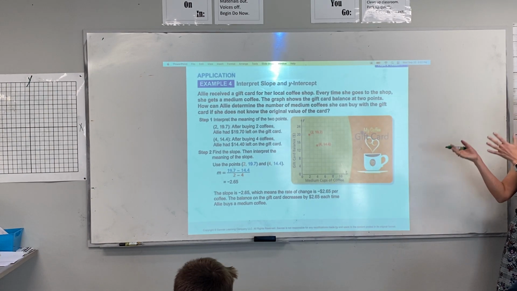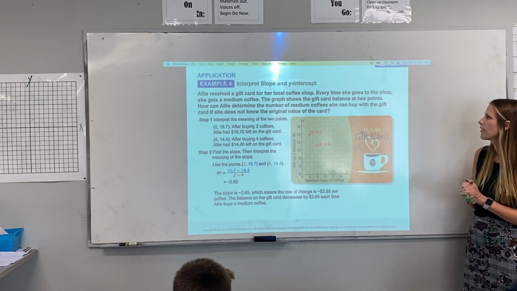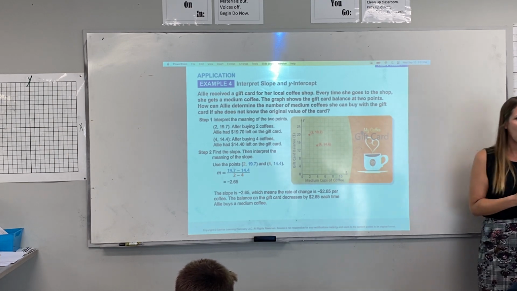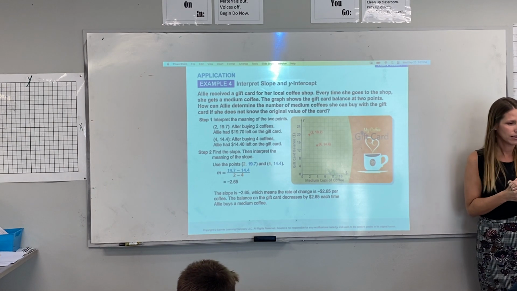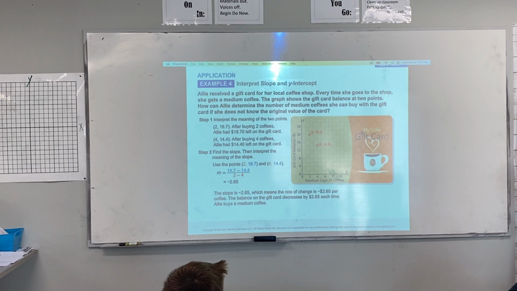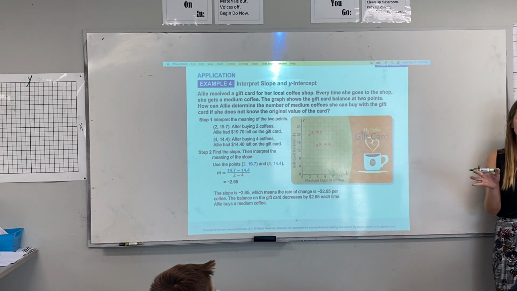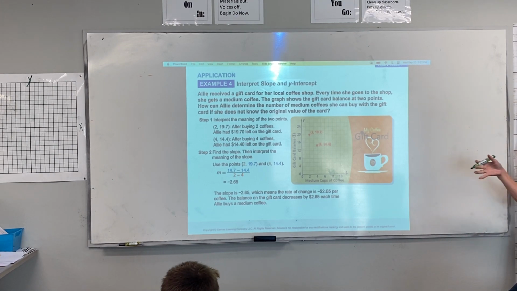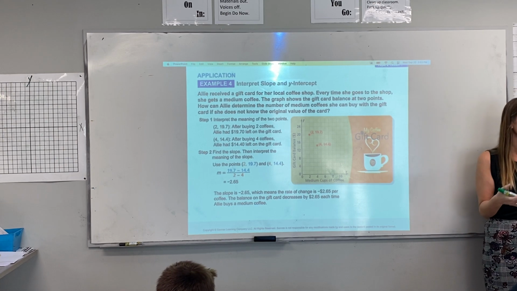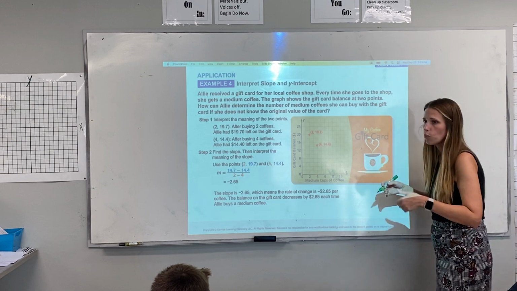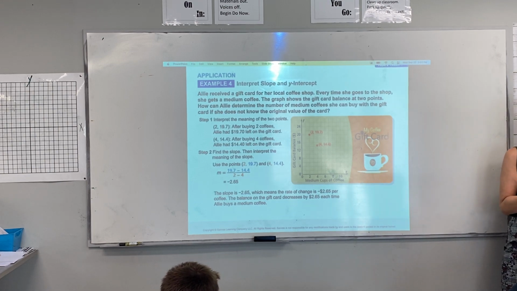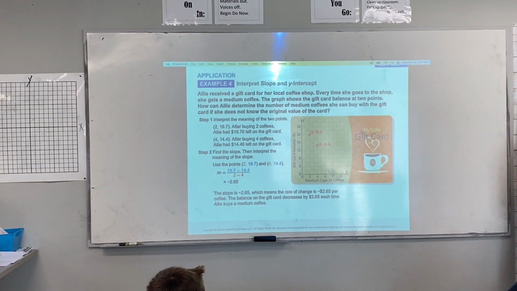She gets a gift card to the local coffee shop. Every time she goes to the shop, does she get something different? No. She gets a medium coffee every time. Let's say there's no inflation during this time period, so a medium cup of coffee stays the same price. Every time she goes to this coffee place, she spends the same amount of money.